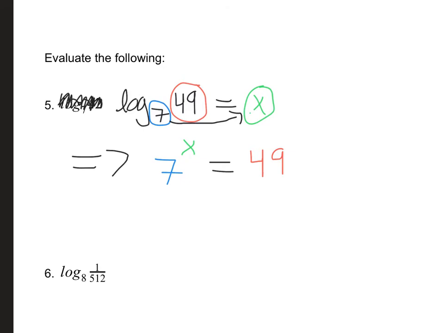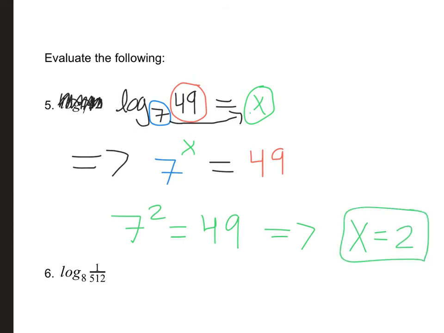So we know 7 squared is 49. Therefore, x equals 2. Right, so that missing number that we need is 2, because if we were to fill in that blank, that's what we would need to put in there.